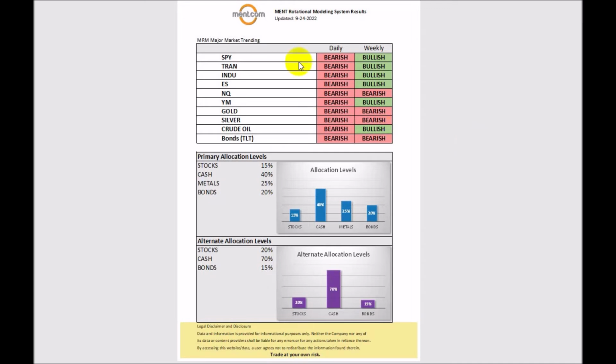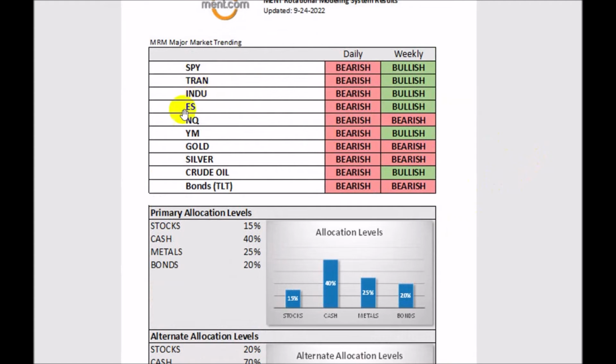Okay, so now the rotational modeling system is still the same as last week. S&P or SPY is bearish daily, bullish weekly. Transportation index is bearish daily, bullish weekly. Dow Jones Industrials, bearish daily, bullish weekly. Let me zoom these in a little bit. The ES is bearish daily, bullish weekly. The NASDAQ is bearish, bearish. YM is bearish daily, bullish weekly. Gold is bearish, bearish. Based on the rotational modeling system, it is trending downward. Silver is bearish, bearish. Crude oil is bearish daily, bullish weekly. And bonds are bearish, bearish.